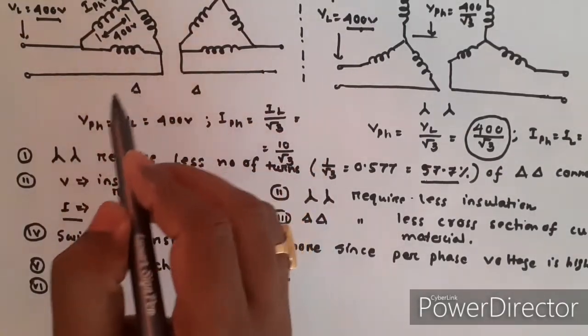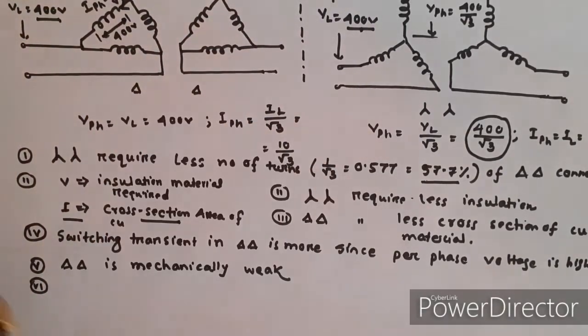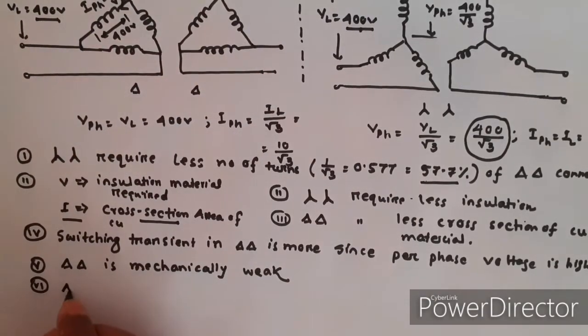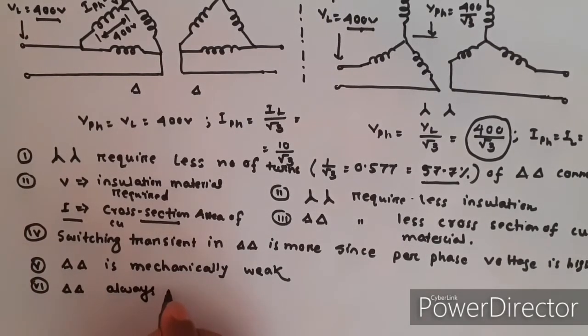In delta-delta connection, due to absence of third harmonics, a more sinusoidal voltage is obtained. Delta-delta connection always induces a sinusoidal voltage.